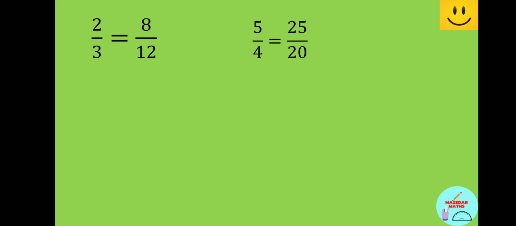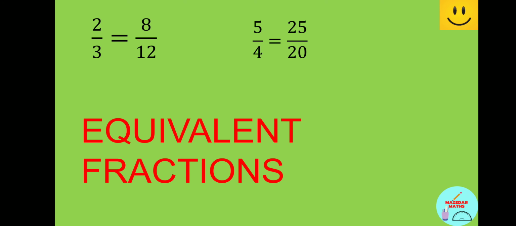Now we come to the next. If I say these two fractions are equal, how is it possible? Yes, it is possible. See, 2 upon 3, if we multiply both the numerator and denominator by the same number, we get the value 2 into 4 is equal to 8, 3 into 4 is equal to 12. So these type of fractions are called equivalent fractions.